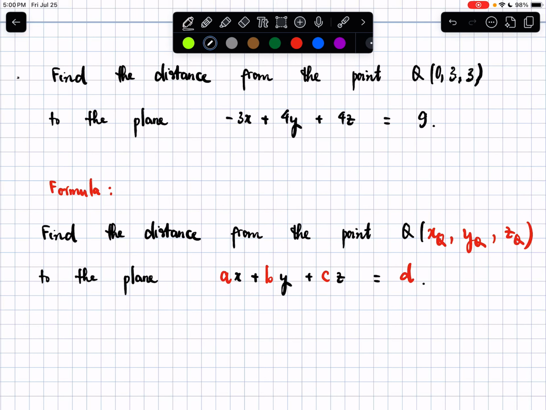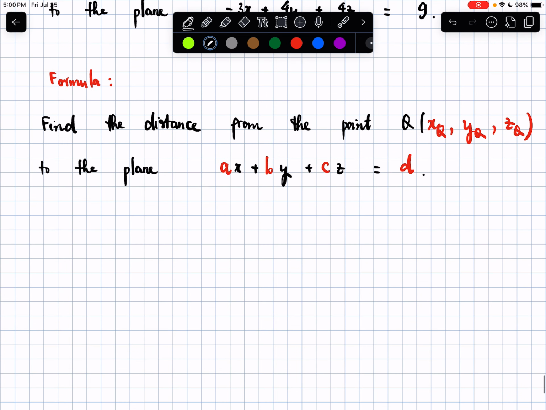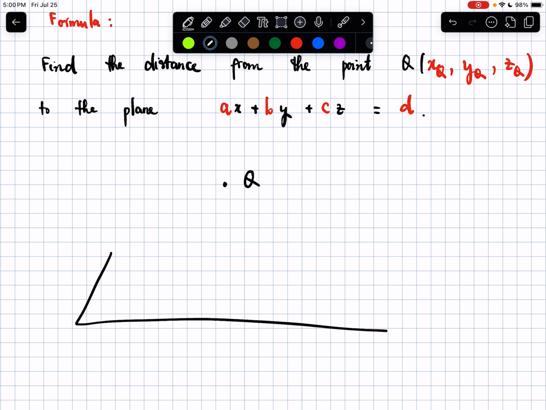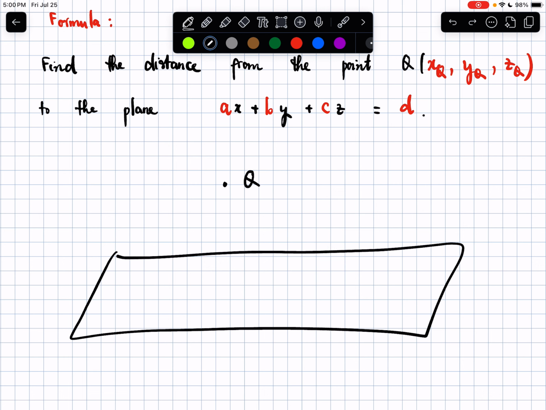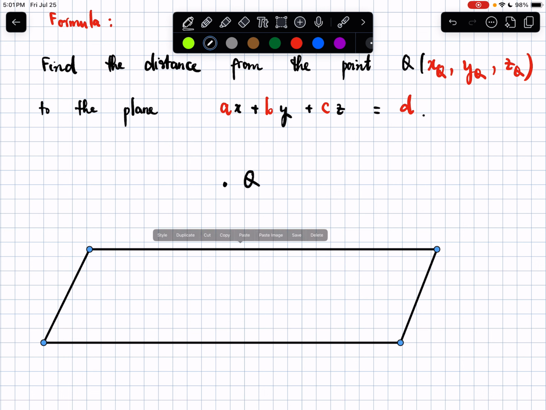We want to compute the distance from a point to a plane. So in this case, we assume that we want to compute it for points that do not belong on the plane, because otherwise the distance will be 0. So say we have a point Q here and a plane that we call alpha. And we want to compute the distance from the point Q to the plane alpha, say this distance.